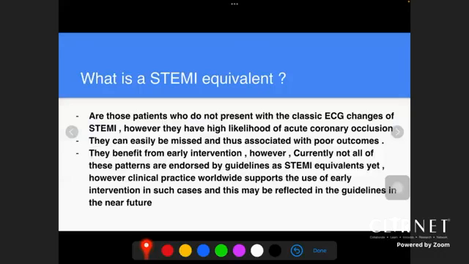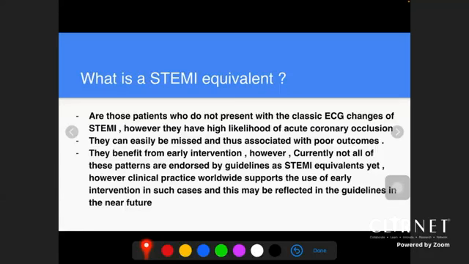Okay, let's have a quick look at what a STEMI equivalent is. So STEMI, we have explained what STEMI is, and it is the most classic and the most dangerous pattern in the ECG.